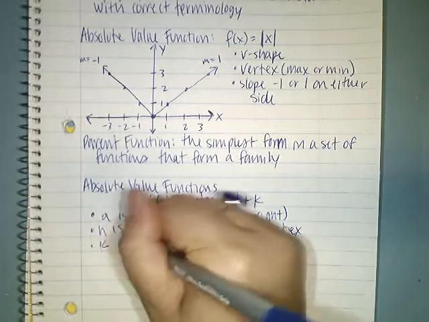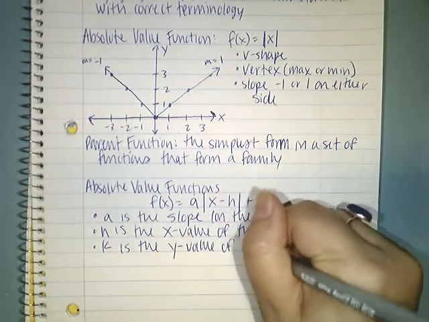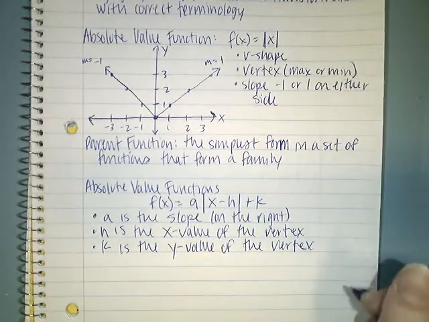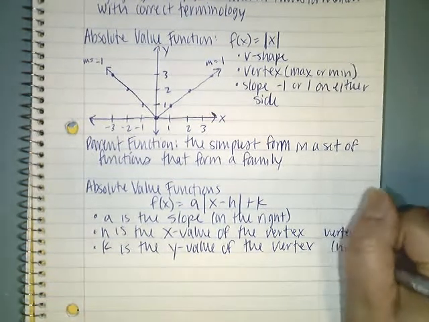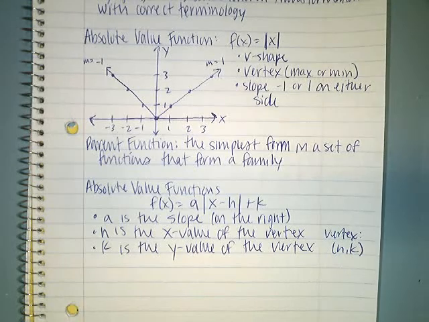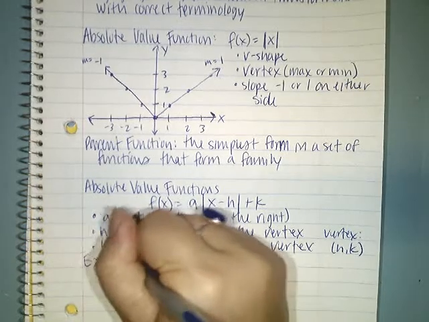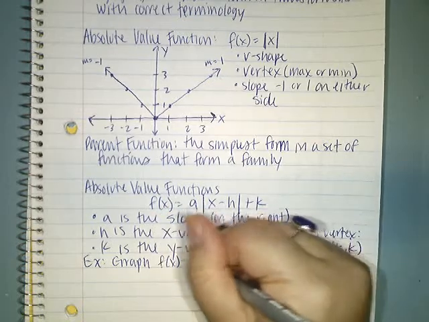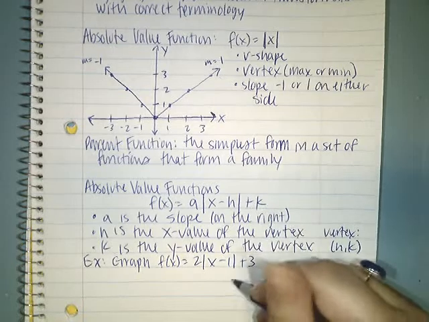K then is the y value. So our vertex is always going to be h comma k. So h comma k will always tell us our vertex. I'm going to do a quick little example here. I want us to graph f of x equals 2 absolute value x minus 1 plus 3.